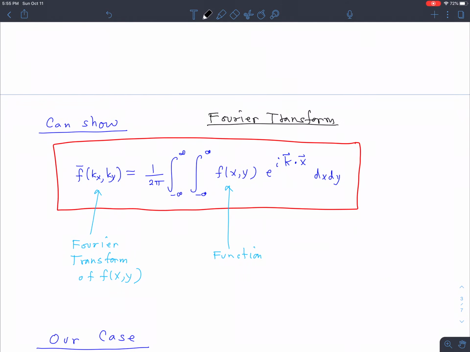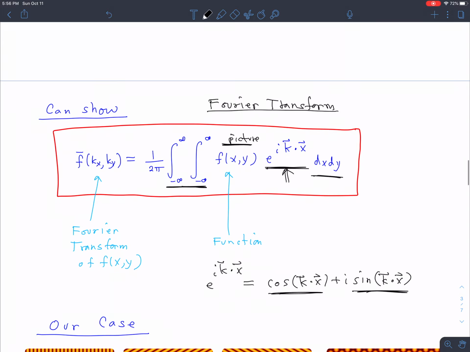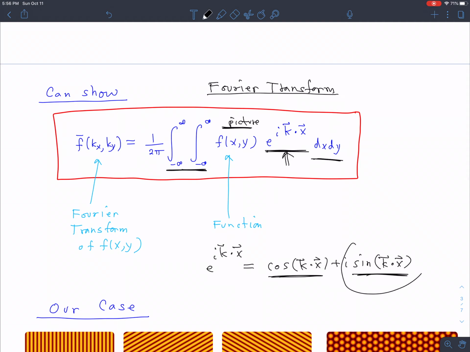And the answer is you do this double integral. You integrate over both x and y of your original function. This is your picture, multiplied or weighted by a complex exponential. I guess I didn't say this up above. I wrote it up above, but then didn't highlight it. A complex exponential has both the cosine waves and the sine waves contained inside of it. So the reason this works is because it's got the cosine wave and the sine wave contained inside of it. And the imaginary part of this function then contributes an imaginary part to the Fourier transform, and the real part contributes to the real part of the Fourier transform.